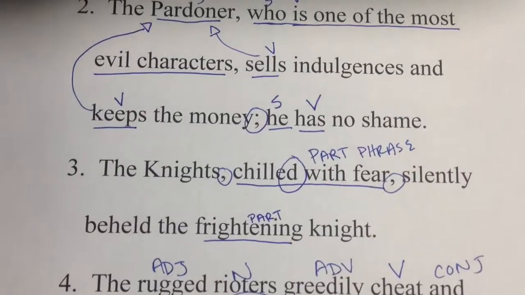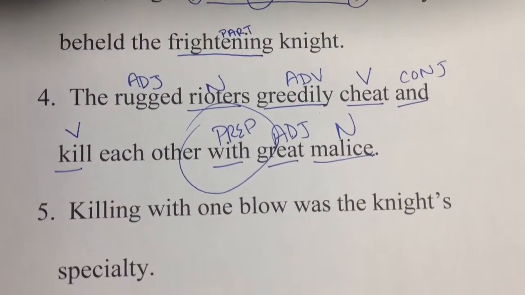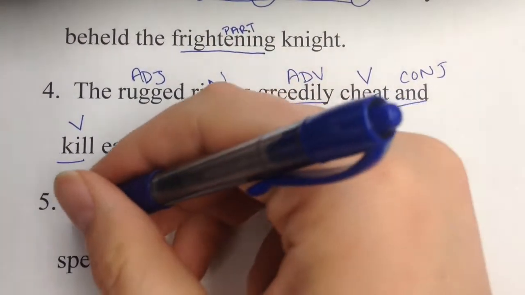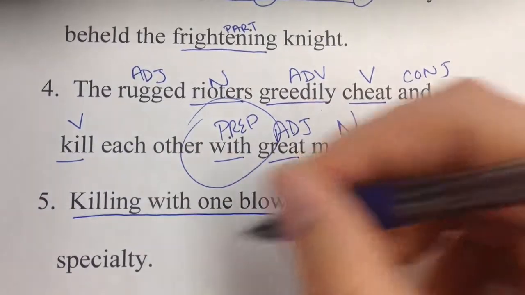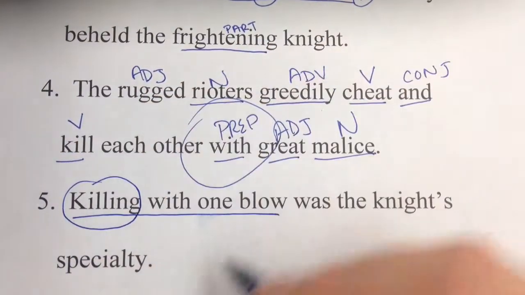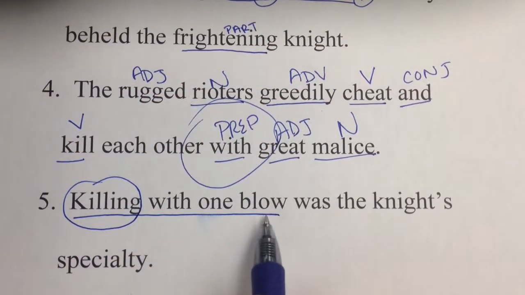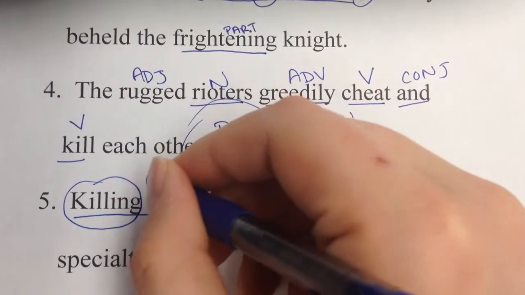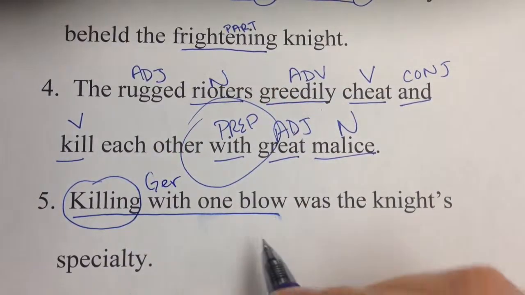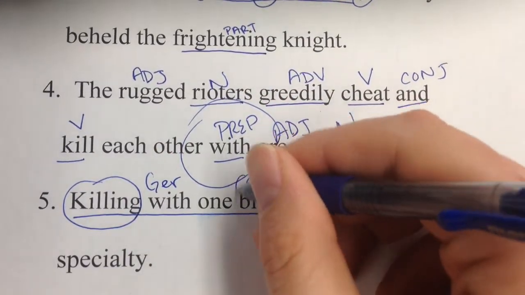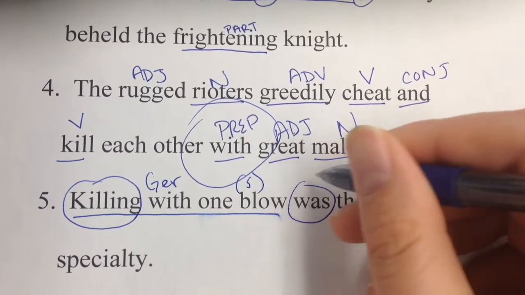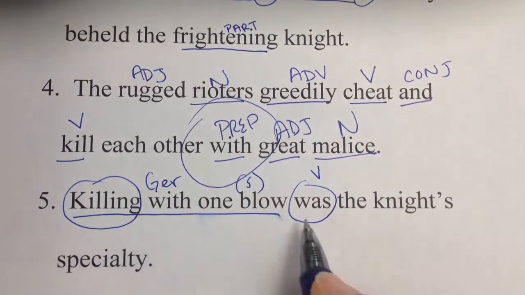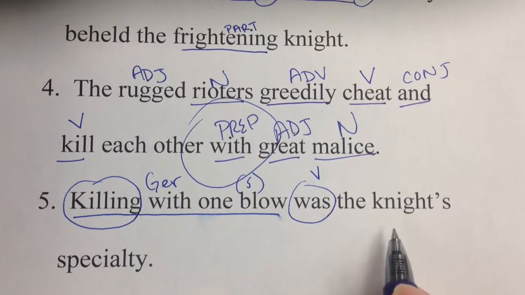Here is what I did. Killing with one blow. So killing is our gerund, and then there's also this prepositional phrase that describes it, telling us how the killing is done, or what kind of killing, actually. So this is called our gerund phrase. Killing with one blow. And this is the subject of the sentence. Look, it's all of the words before our verb, was. So this is the thing that was the knight's specialty.